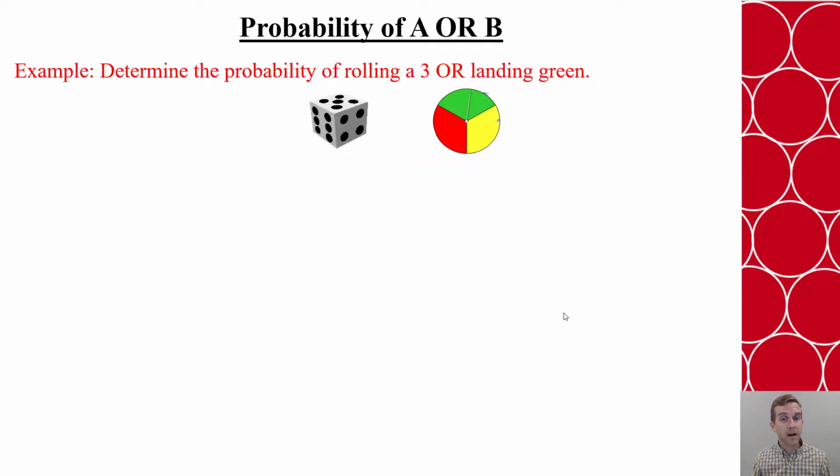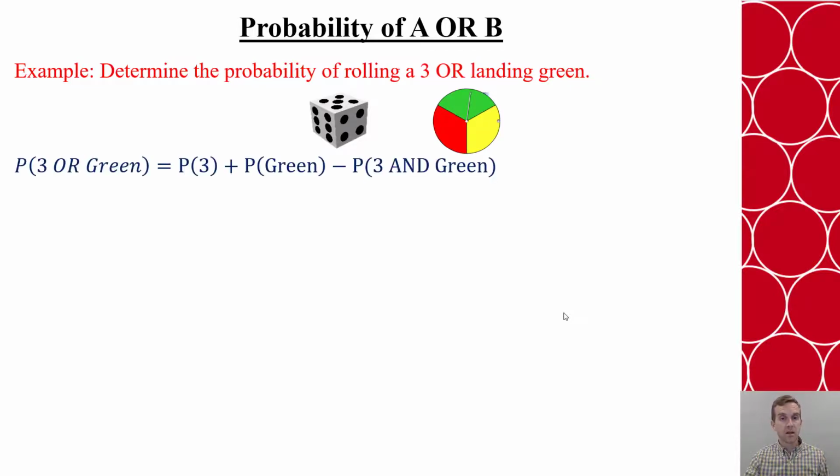So let's go back to our idea of the probability of rolling a 3 or landing a green. So instead of the and, let's look at it from an or perspective. That would mean that we would look at the probability of rolling a 3 plus the probability of a green, but we need to subtract out any possibilities of 3 and green because of overlap. So let's just lay it out again to help understand what's going on.